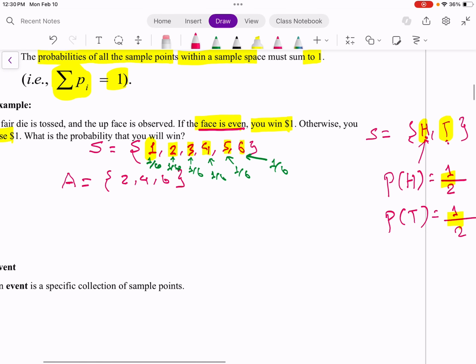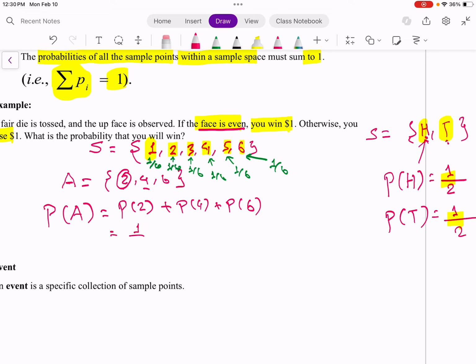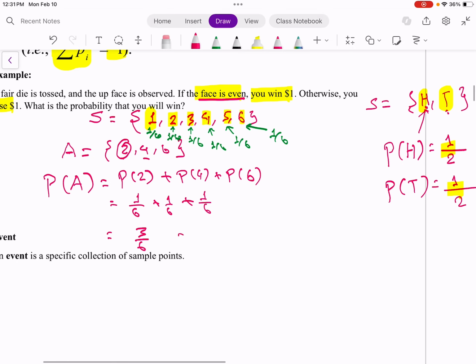Now, we want to find the probability of getting even numbers. It means the probability of getting 2, or 4, or 6. Let me write down the probability of our set A. The probability of set A is the same as the probability of getting 2 plus the probability of getting 4 plus the probability of getting 6. This is 1/6 plus 1/6 plus 1/6, which is 3/6, and that is 1/2. So 1/2 means there is a 50% chance that you will win $1.